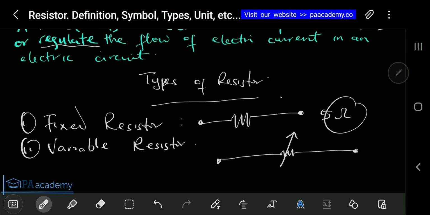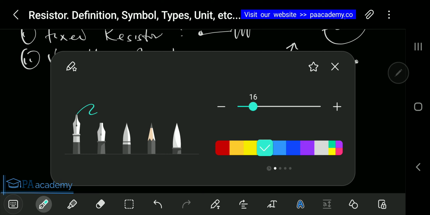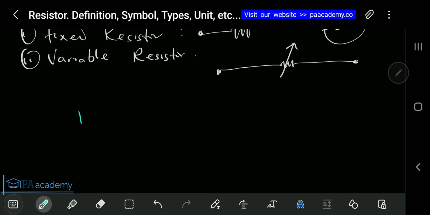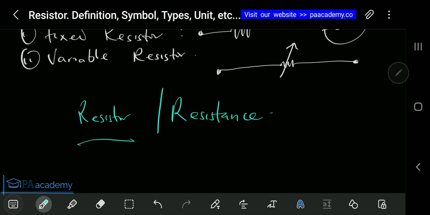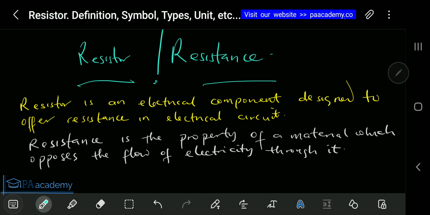Another thing I also want to mention is that I'm using the word resistor and resistance interchangeably. So now let's quickly talk about the difference between when you see a resistor and when you hear the word resistance. In case you're confused about the difference between when somebody says a resistor and a resistance, let's look at these two definitions. We've defined what a resistor is earlier.